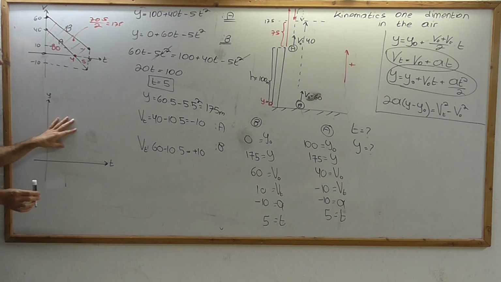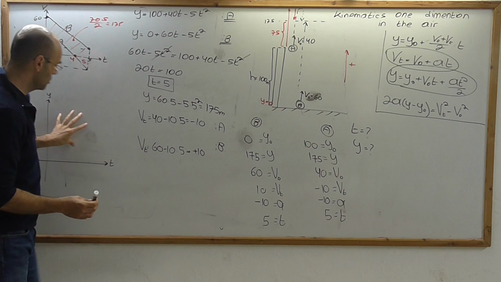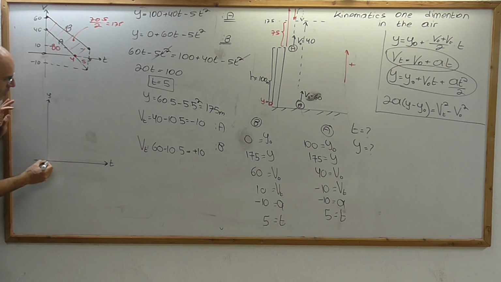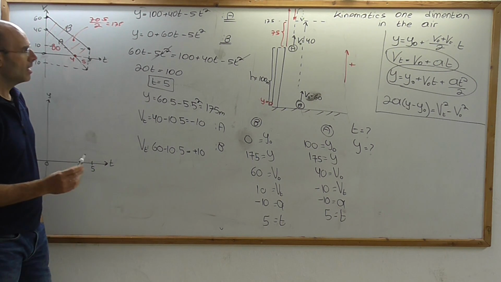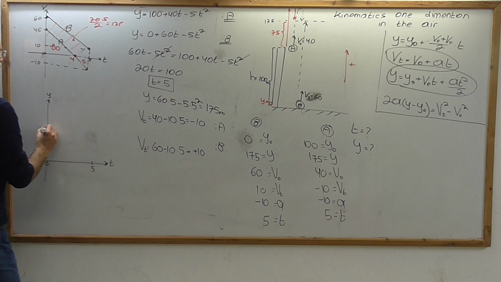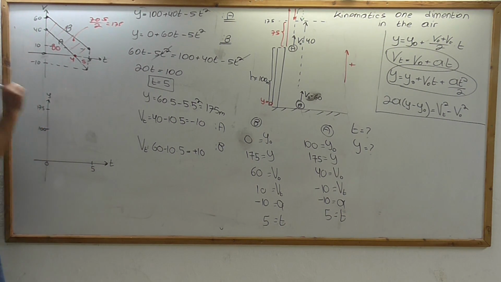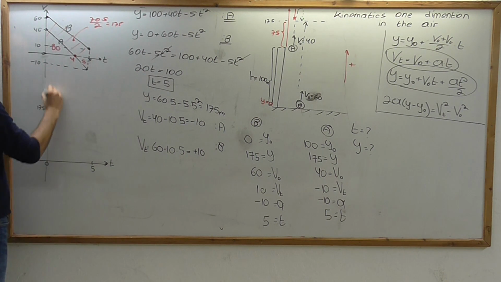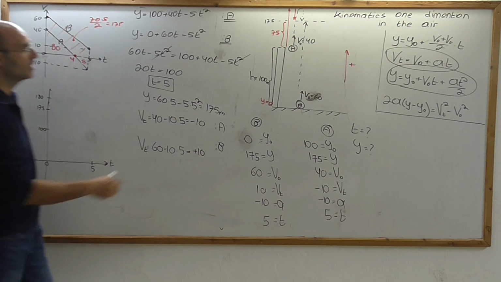Now let's try to draw this one. We had 0 and 5. Let's start with A. A started at 100, finished at 175. But we know from here that it went a little higher. It went to 180 before it went down to 175.